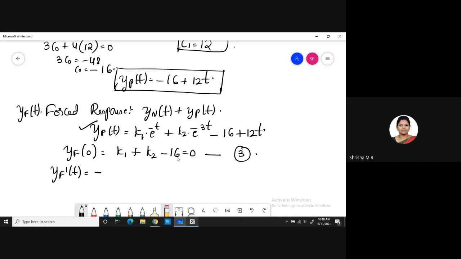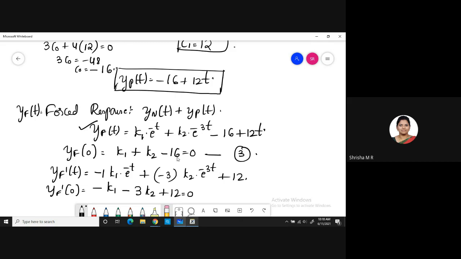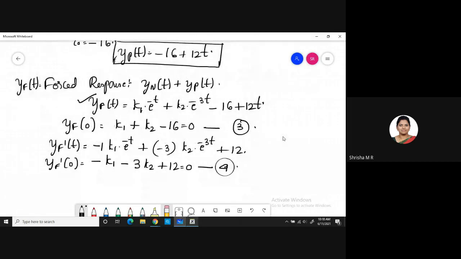So now you take yf dash of t, first differential. So what do you get? Minus 1 into k1 into e power minus t plus of minus 3 into k2 into e power minus 3t plus 12, if you take differentiation of this first differential. Now you substitute t is equal to 0 to get yf dash of 0. You'll get one more equation to solve k1 and k2. So what equation you have? So you have minus k1 minus 3k2 plus 12 is equal to 0. This is your equation 4. Now try solving equation 3 and 4 and try to get the values of k1 and k2.